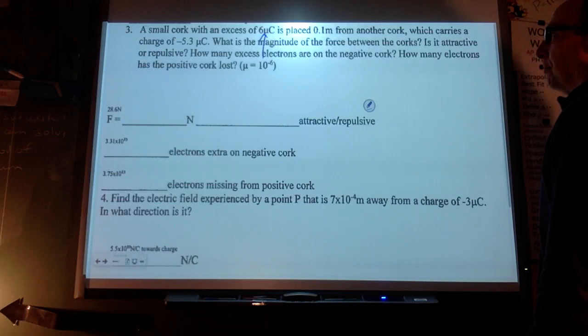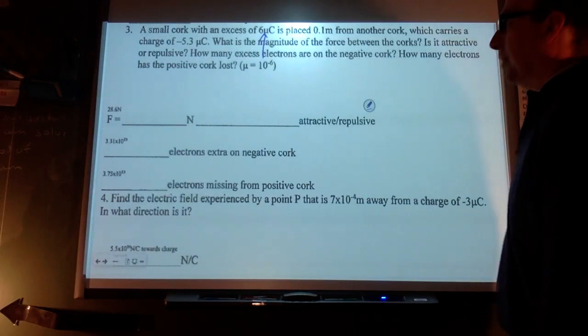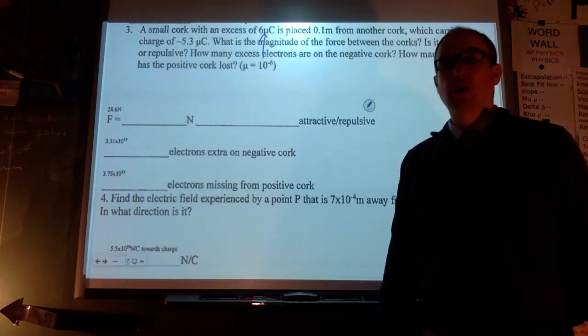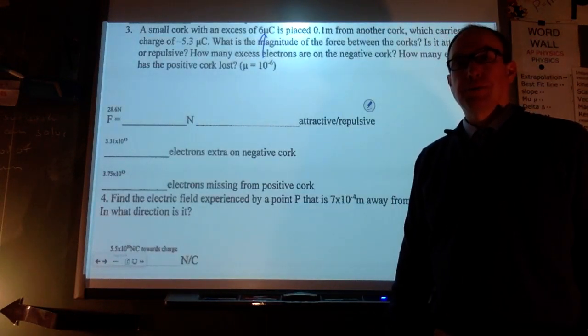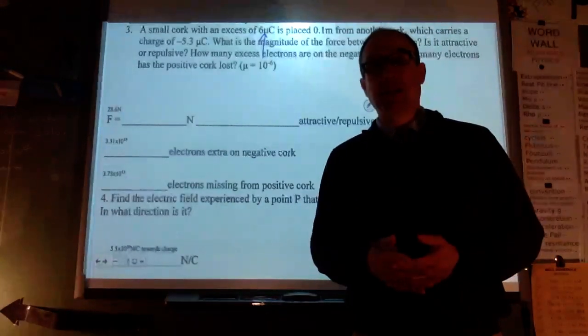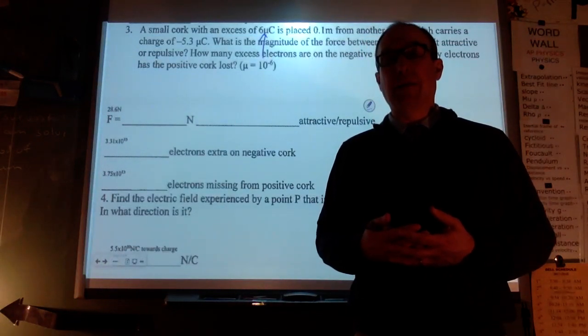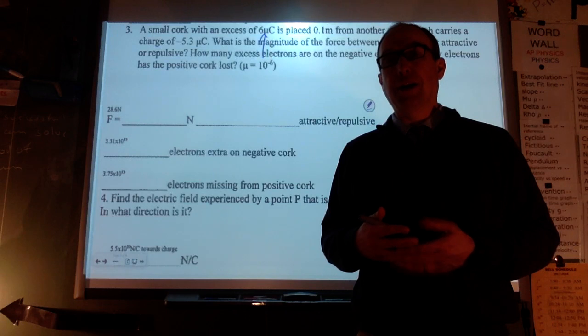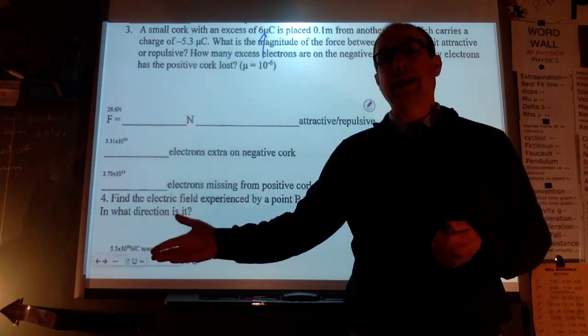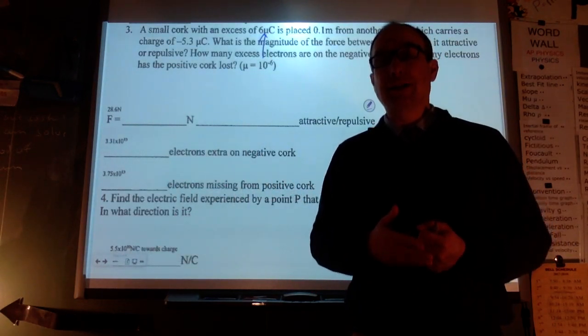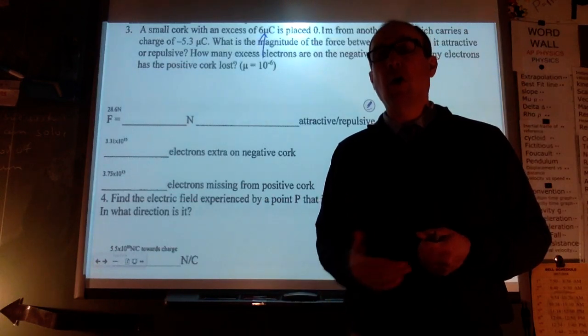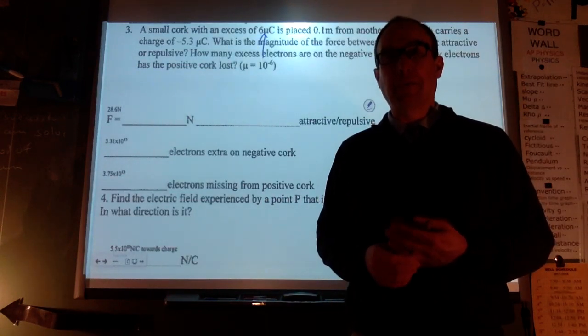Is it attractive or repulsive? How many excess electrons are on the negative quark? How many electrons has the positive quark lost? So we're going to solve for what the force is, decide if it's attractive or repulsive, and then we're going to decide how many electrons the negative one gained and how many electrons the positive one lost. So it's always going to be the electrons that are traveling with us.